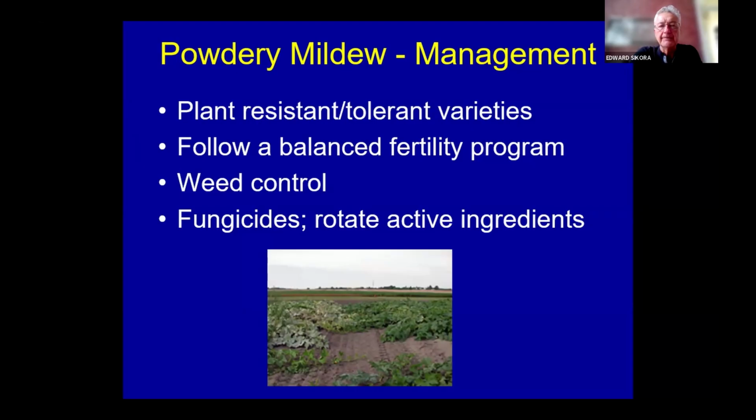And again, with some of these products, you need to rotate the active ingredients, go through those different FRAC groups, look at the Southeast Crop Handbook when it becomes available this year. We do see powdery mildew develop resistance to fungicides quite quickly, but you can see the benefit of a fungicide in that picture on the bottom right, where fungicides have been used on the left, unsprayed.